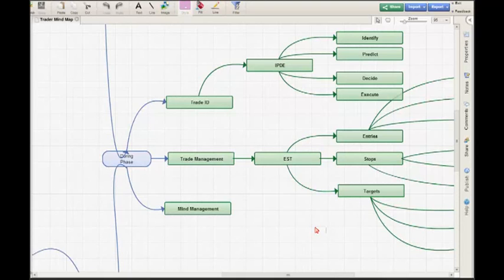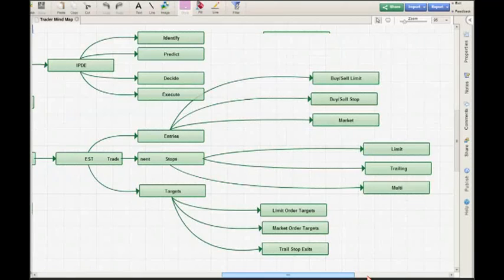Okay? Then we decide, how are we going to execute this trade? Do we have a trade, and what are we going to do? Where are our entries and stops and all that stuff going? And then last but not least is execute. So we have our trade ID. Then we have our trade management, which includes our entry, stops, and targets. Where are we getting in? Where are we getting out if we're wrong? And where are we getting out, or are we taking profits if we're right?